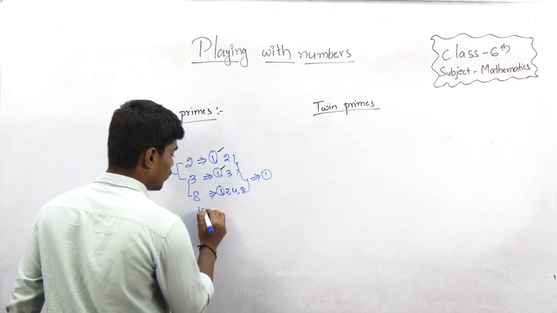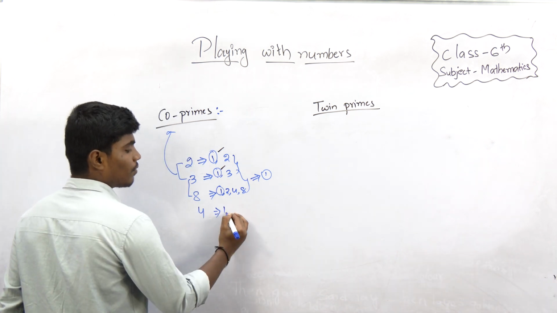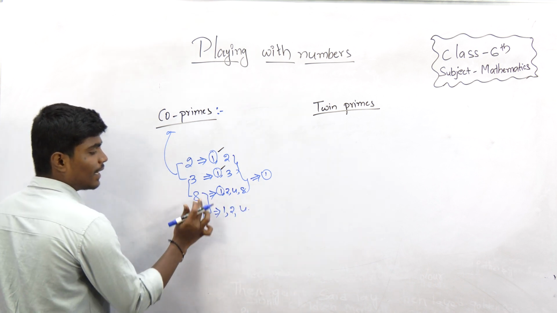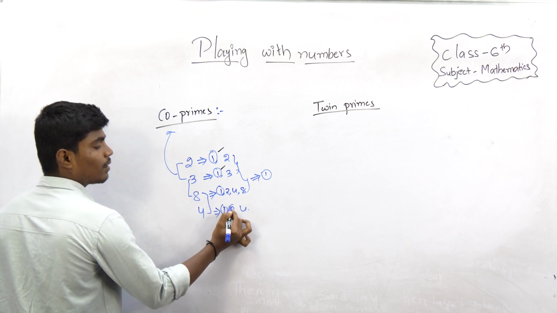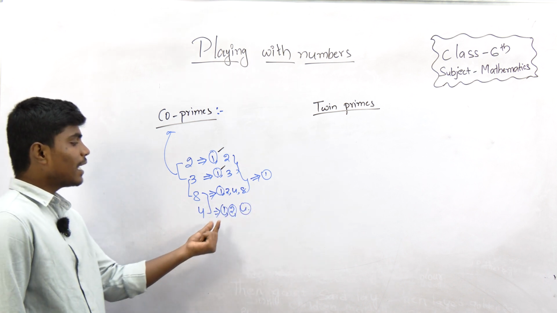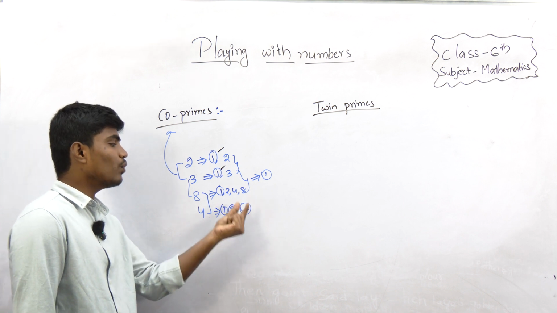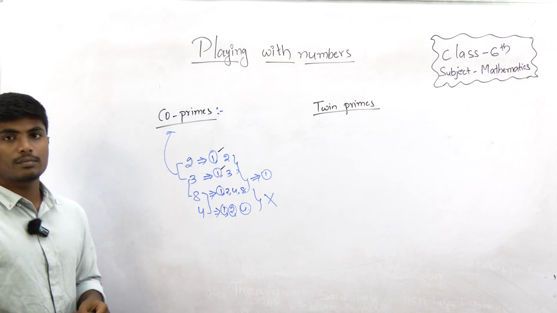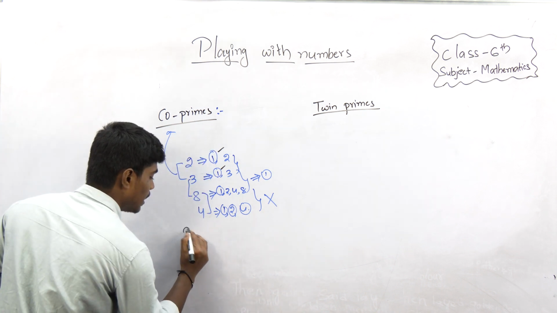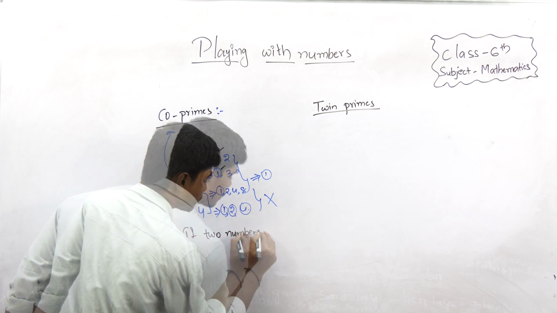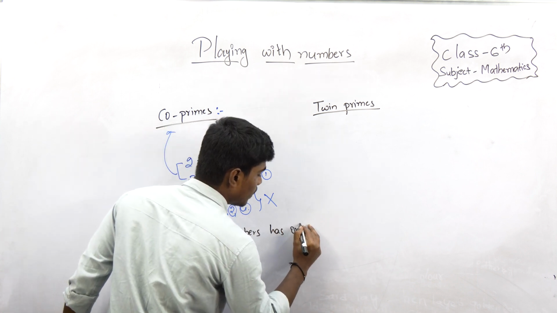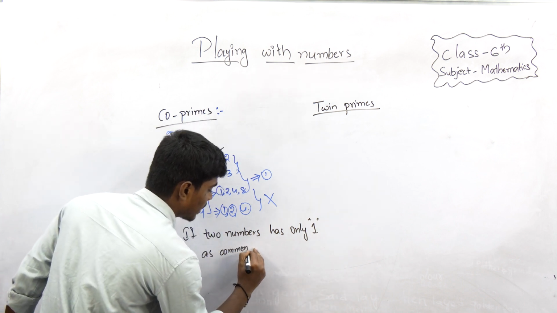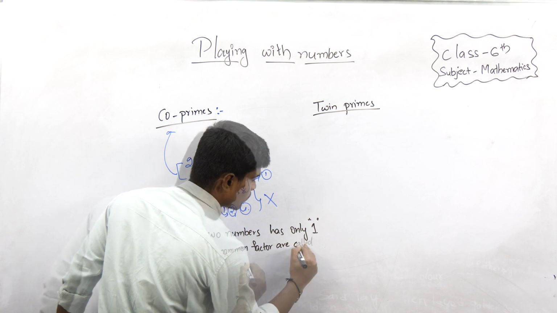If you take 4, what are the factors of 4? 1, 2, 4. If you observe, if you take 8 and 4, the common factors are 1, 2 and 4. Other than 1, 2 and 4 are also common. So 8 and 4 are not co-primes. What are co-primes? If two numbers have only 1 as a common factor, they are called co-primes.